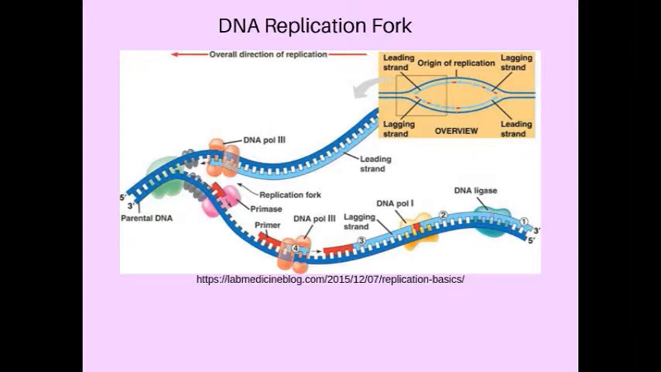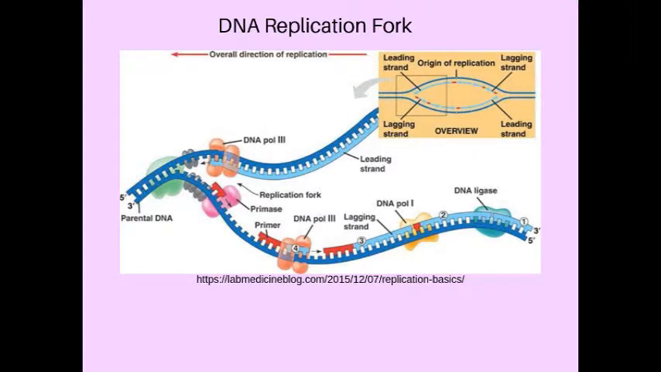The fragments of DNA that result from the lagging strand are called Okazaki fragments. These fragments are eventually sealed together using three enzymes. The first enzyme lands on the 3' end of one fragment and consumes the RNA primer.